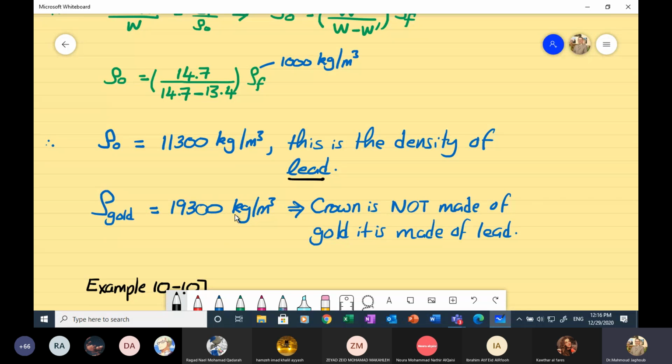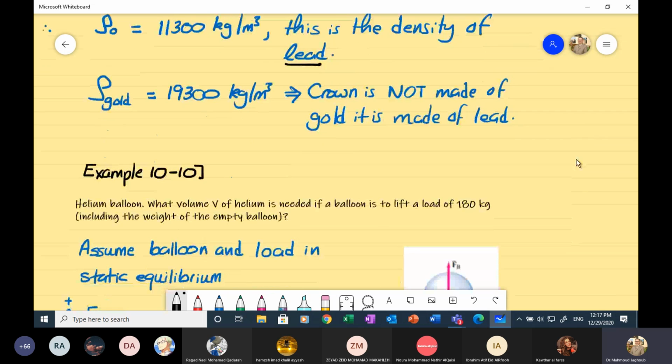So 1 meter cubed of gold will have a mass of what? 19,300 kilograms. The density of gold is 19.3 times larger than that of water. You see, by doing a very simple calculation, you can judge whether a material is made of gold or not, or any other material for that matter.